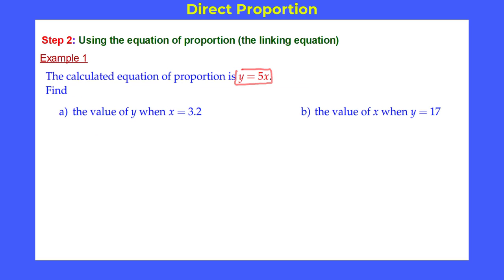Okay, so we've worked out what our equation of proportion is. How can we use it? Well, here we are. We've got the equation of proportion is Y equals 5X. It says find the value of Y when X is 3.2. So write down the equation of proportion and replace the X with 3.2. Use your calculator, times it out, and we find that Y equals 16.